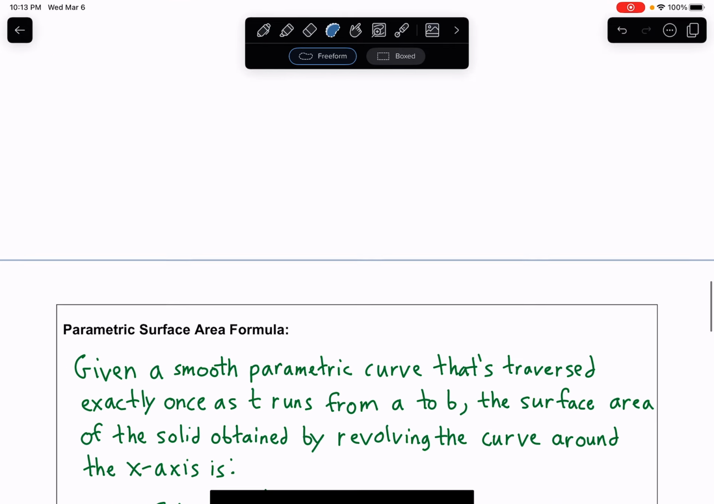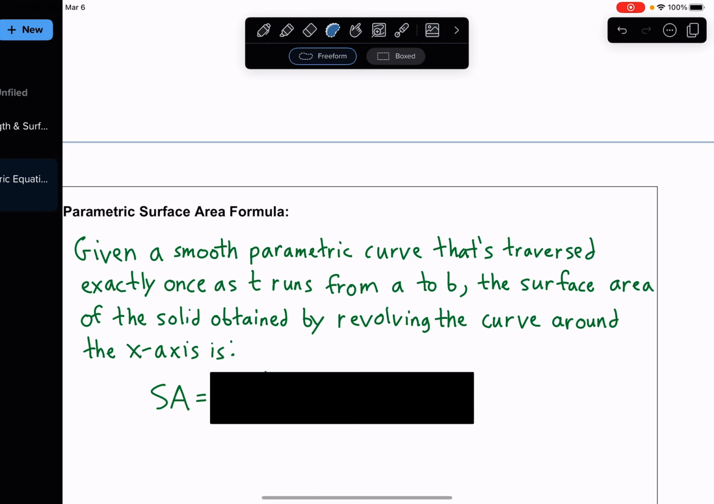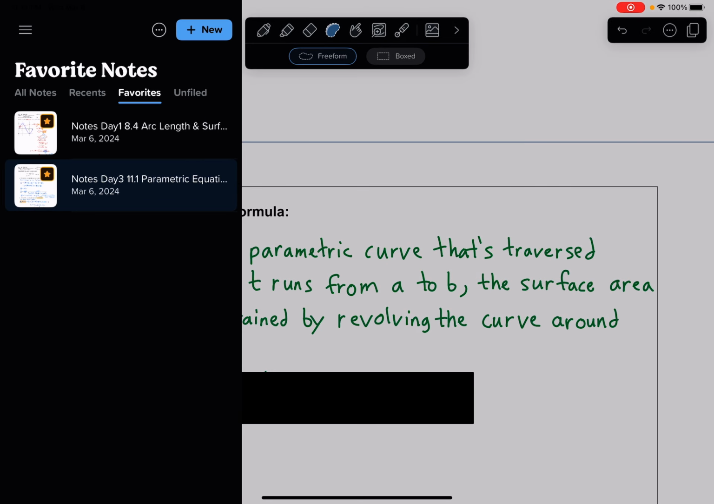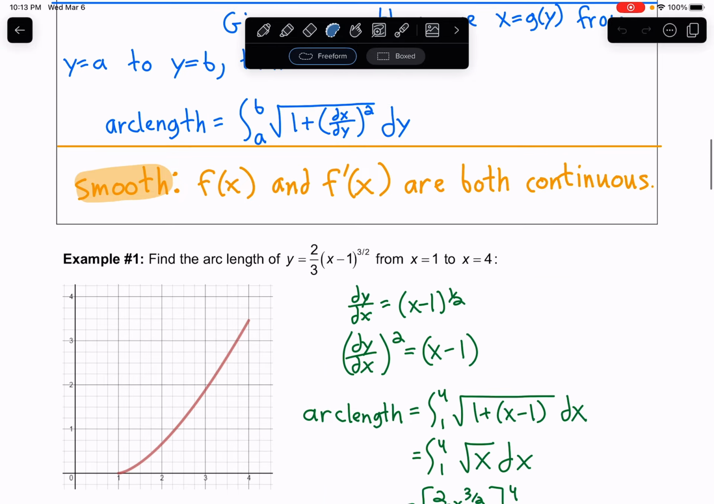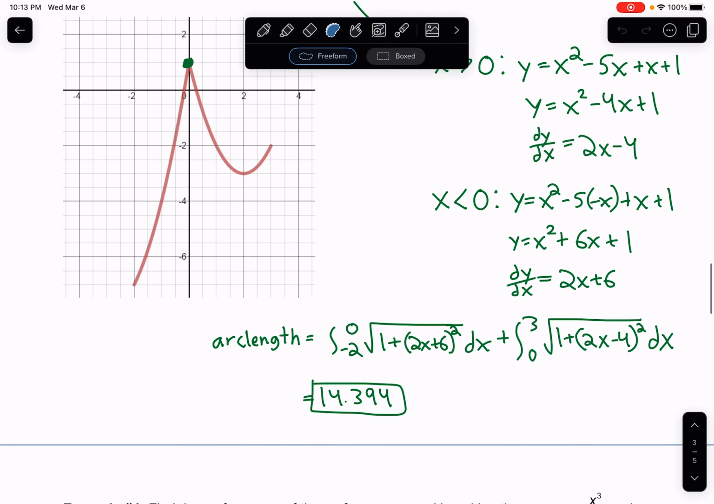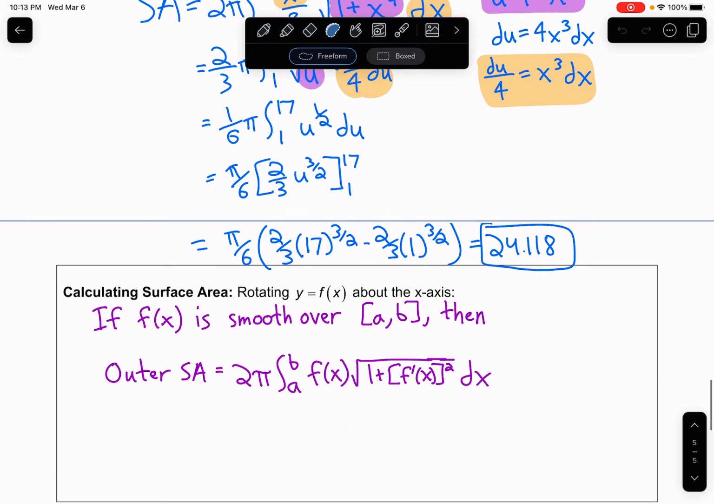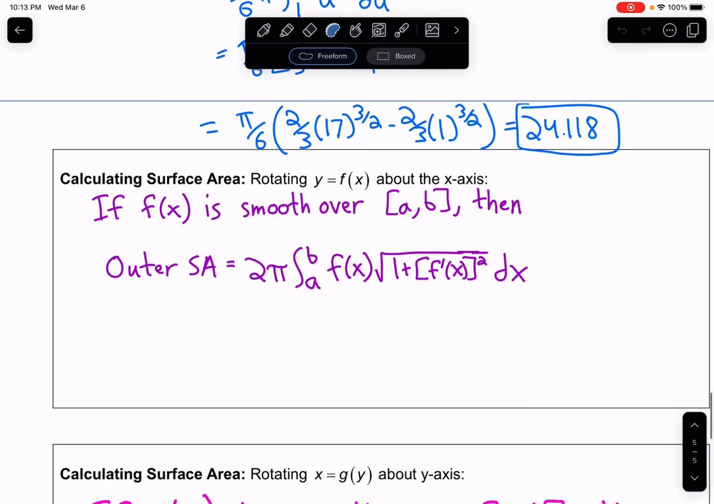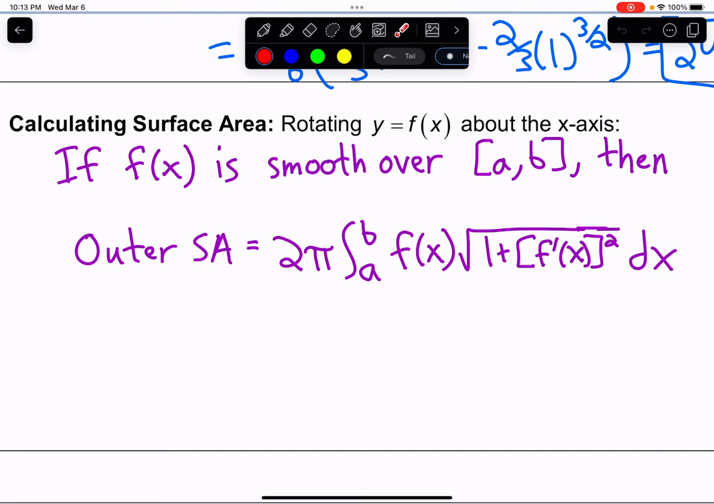Okay, and let's talk about the surface area formula. I'll give you a sec to write that down in a moment. Let's go back to the day one notes from chapter 8b, where we did arc length and all that fun stuff with smooth curves, talking about frustums, everyone's favorite. So what was the surface area formula when we had a function? This is also just good review for the AP test, by the way. These are formulas we need to know.